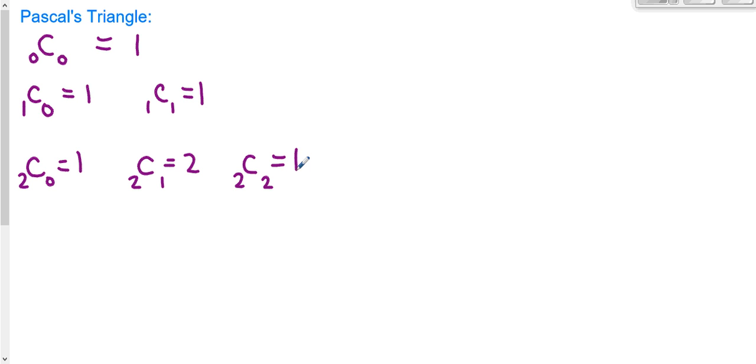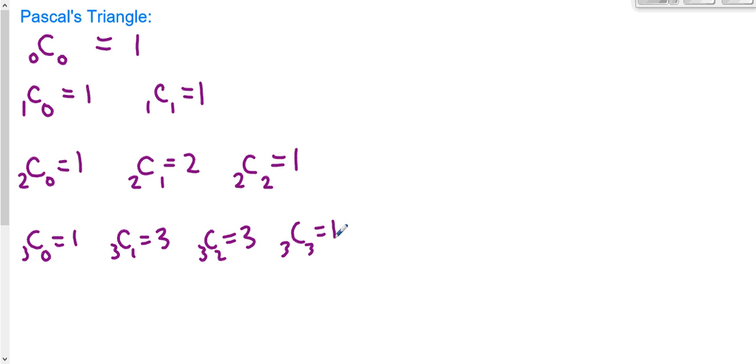And we already saw from the last slide that 3 choose 0 is 1, 3 choose 1 is 3, 3 choose 2 is 3, and 3 choose 3 is 1. So we have 1, then we have 1, 1, then we have 1, 2, 1, and then we have 1, 3, 3, 1. So if you have any experience with Pascal's triangle, you realize that that's what we're forming here.